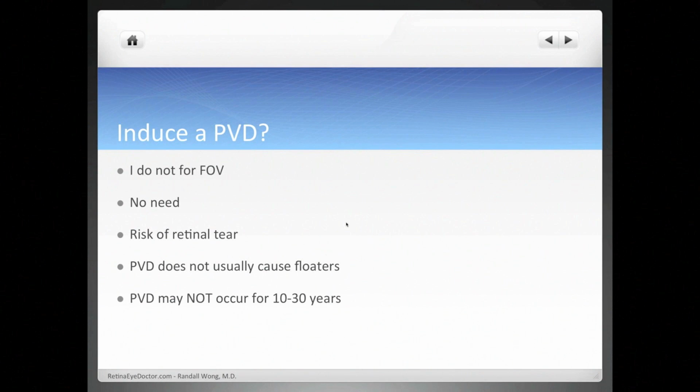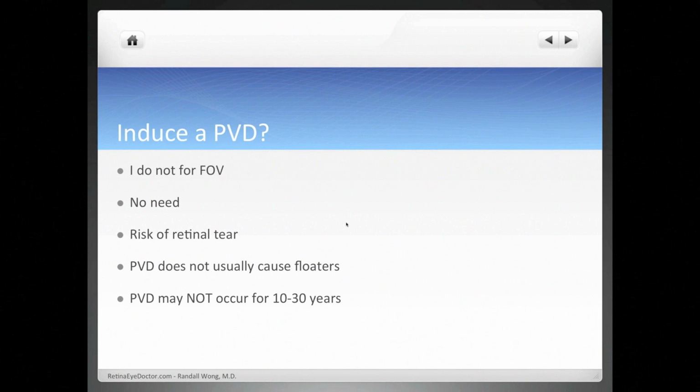One of the more common questions that I'm asked on the blog is, do I induce a PVD? And I'm going to categorically say that I do not induce a PVD for patients that need an FOV to remove floaters. I don't think there's any need to induce a PVD, because I think it increases the risk of causing a retinal tear. And again, if I cause a retinal tear, we may increase the chance of you sustaining a retinal detachment, and that's really poor form. That's not our intention.